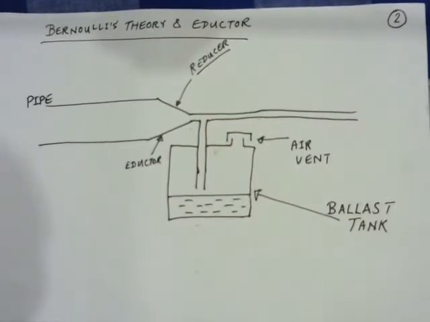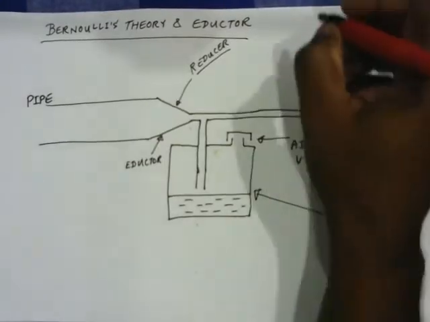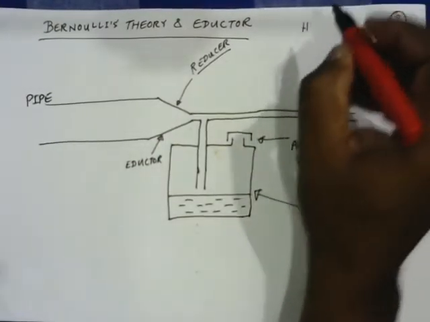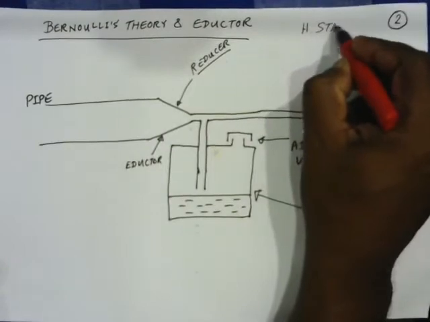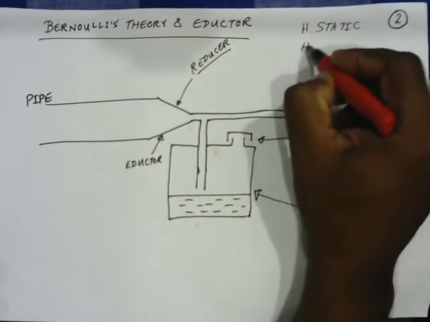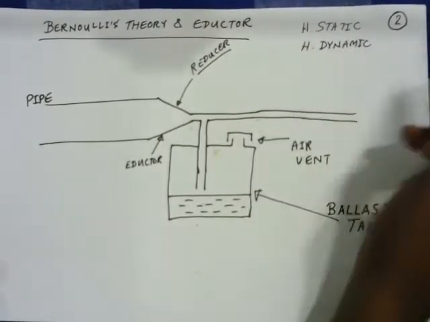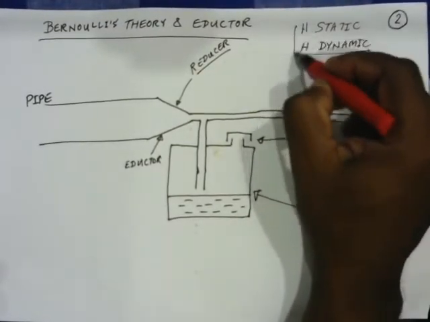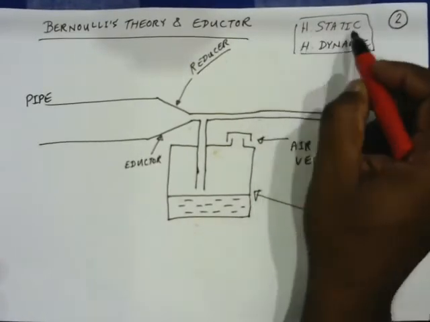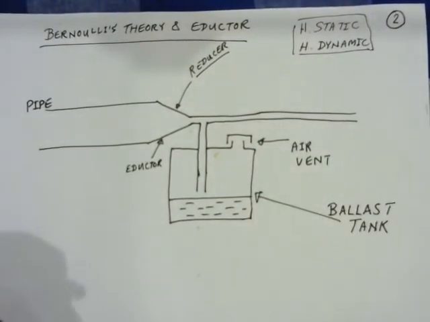In the previous lecture we talked about pressure. We saw that there are two types of pressures: hydrostatic pressure and hydrodynamic pressure. Please go through my first lecture regarding hydrostatic and hydrodynamic pressure, then you get an idea what these two are. Now this is a basic eductor system.